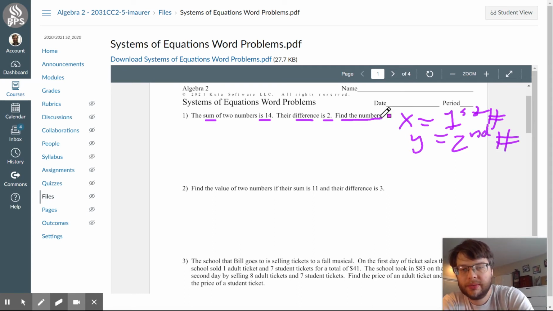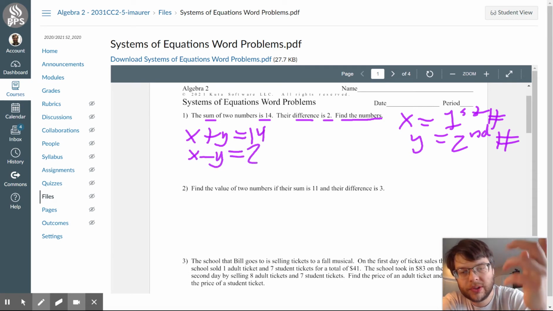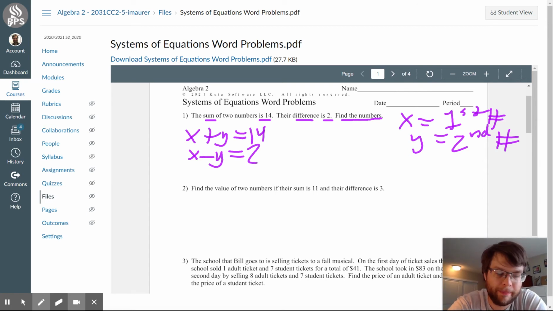So the sum of two numbers is 14. So I would say X plus Y is 14, and their difference is 2: X minus Y equals 2. You might be able to just come up with these numbers yourself by thinking about it logically, but I'm showing you how to use the algebra to do it as well.